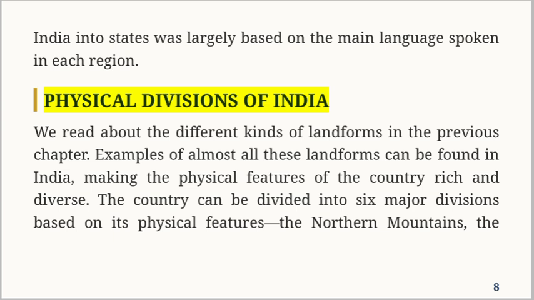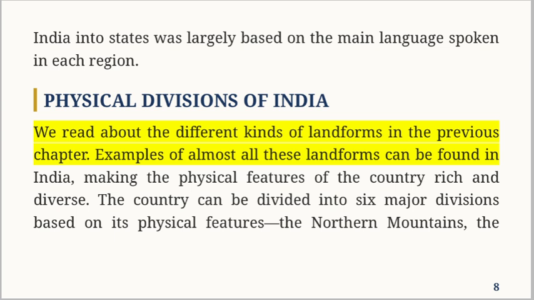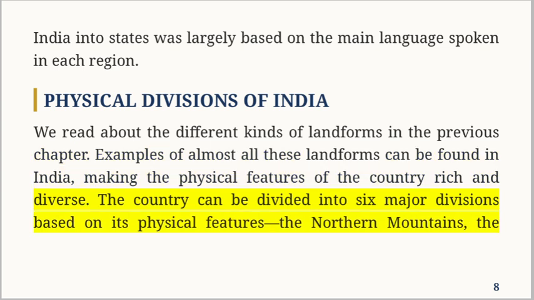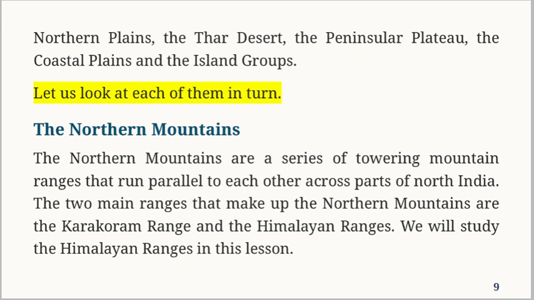Physical divisions of India. We read about the different kinds of landforms in the previous chapter. Examples of almost all these landforms can be found in India, making the physical features of the country rich and diverse. The country can be divided into 6 major divisions based on its physical features: the northern mountains, the northern plains, the Thar Desert, the peninsular plateau, the coastal plains, and the island groups. Let us look at each of them in turn.